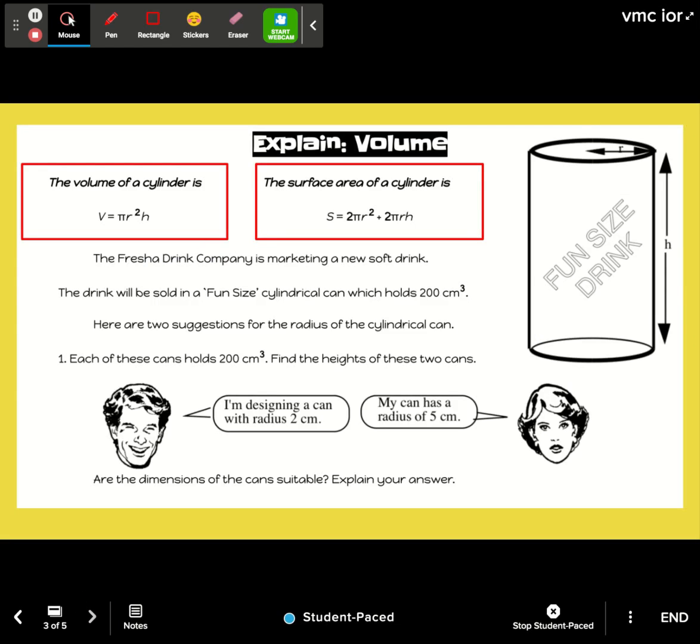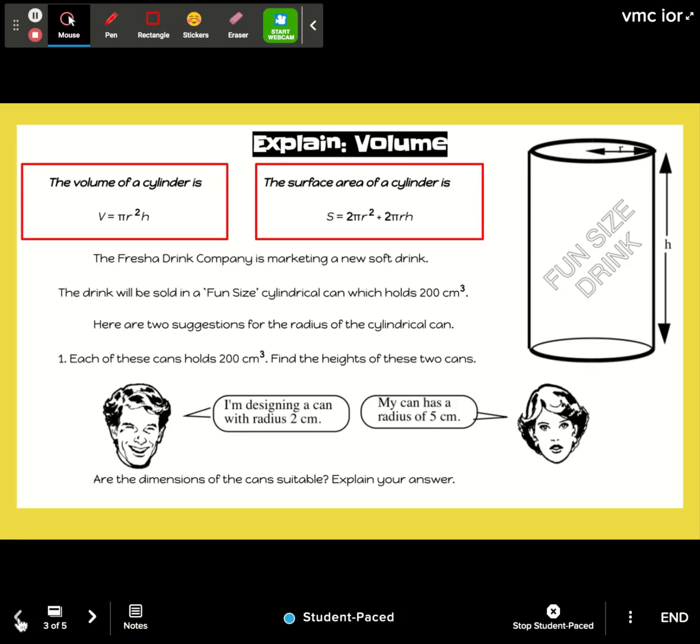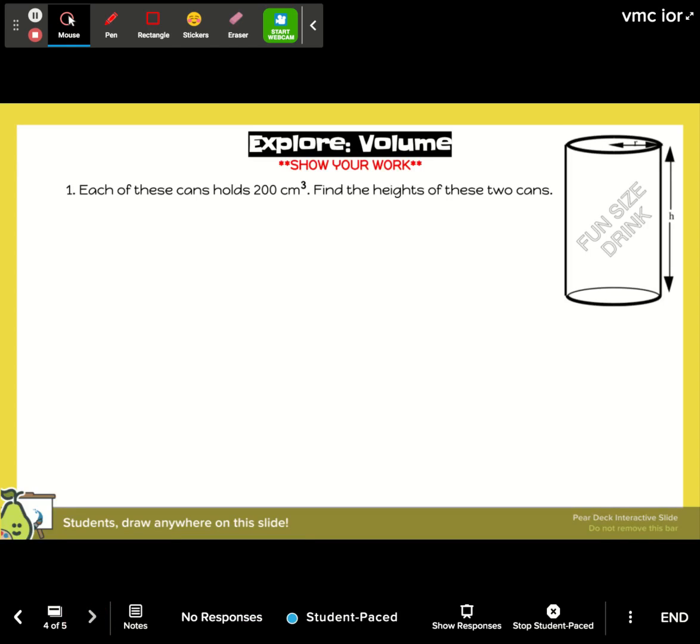And so the first question is each of these cans holds 200 centimeters cubed. Find the heights of these two cans. Now, if you look at the first page, it gives you two equations: the equation for the volume of a cylinder and the equation for the surface area of a cylinder. Now, the first question is pertaining to the volume of the cylinder, right? So we're going to use the volume of a cylinder equation to find the height of these two cans, and you want to make sure you put it on this page.